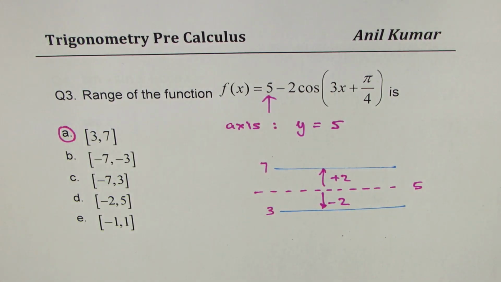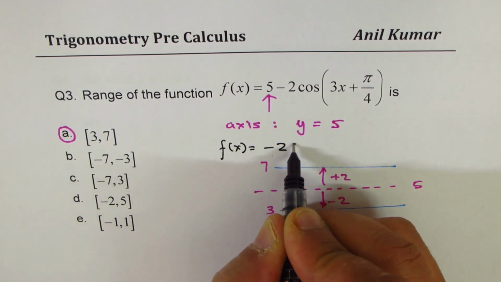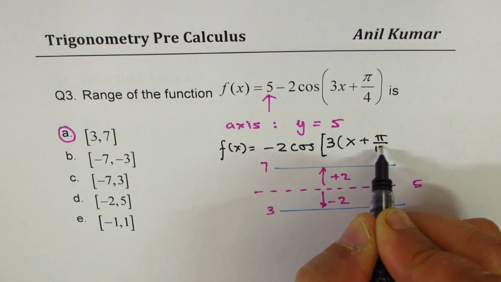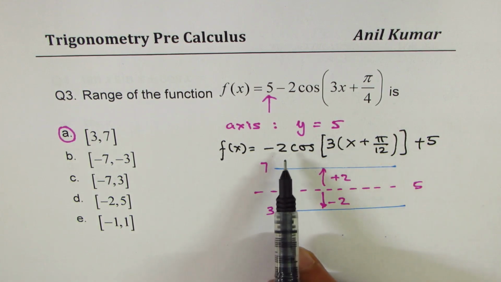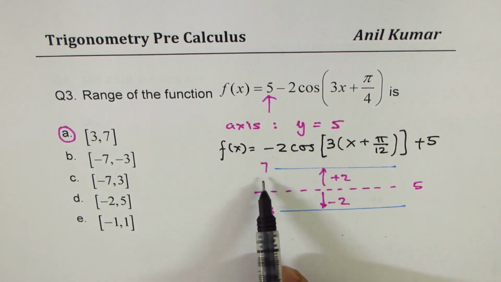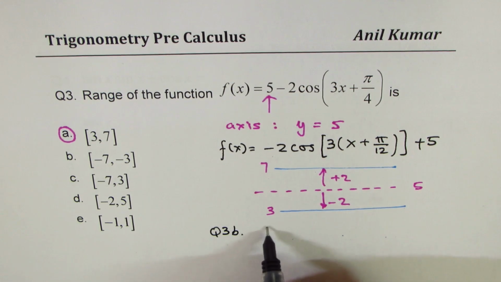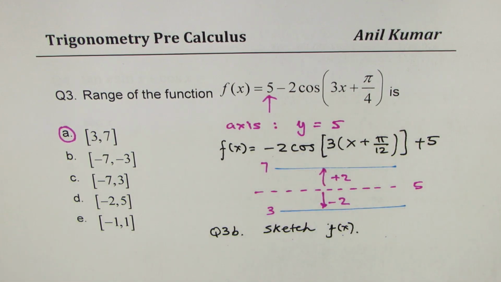Is that clear? So you can find the range from this. Now, some of you may like to rearrange this equation. You could write this as f of x equals -2 cos of 3 x plus pi by 12, plus 5. Do you get it? So now it's clear. From 5, you go 2 units up and 2 down, giving you the range from 3 to 7. Is it okay? Now, as a question, what you should do is, let me write question 3b, sketch f of x. Now that would be a good function to practice, right? So I haven't taken a sketching question here, but this is one which you could use for sketching practice.